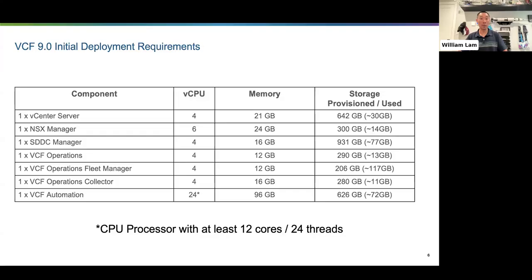So here you can see the different components needed to bring up that full VCF9 experience, from the core CDC components all the way to our operations and automation components. Now, the lowest common denominator here from a resource standpoint is going to be the VCF automation stack. It's going to require at least 24 vCPU. What that means from a physical hardware standpoint is that you're going to want a system that has at least 12 cores, which gives you 24 threads, so that you can provision that workload. And then obviously the memory requirements you can see across the board.